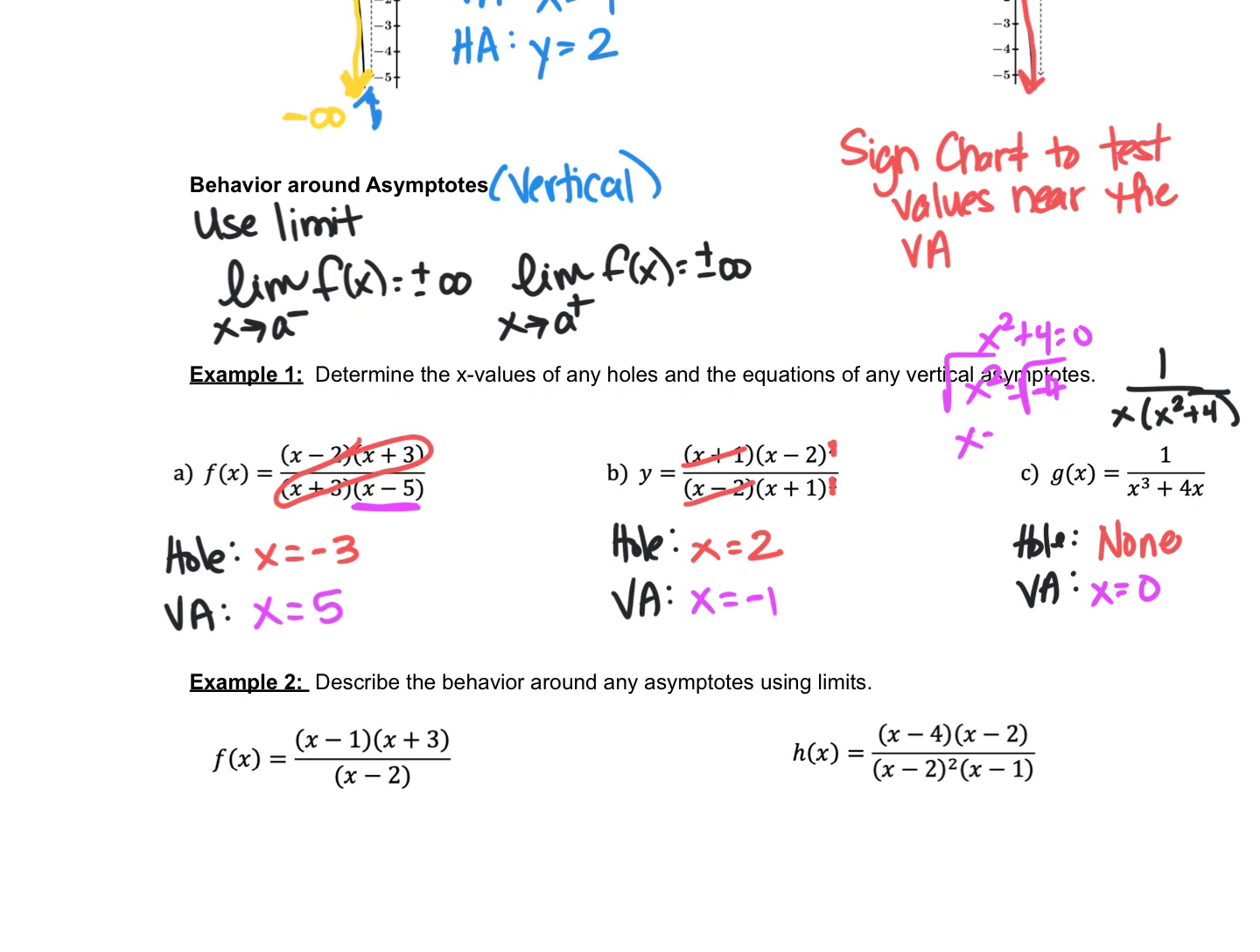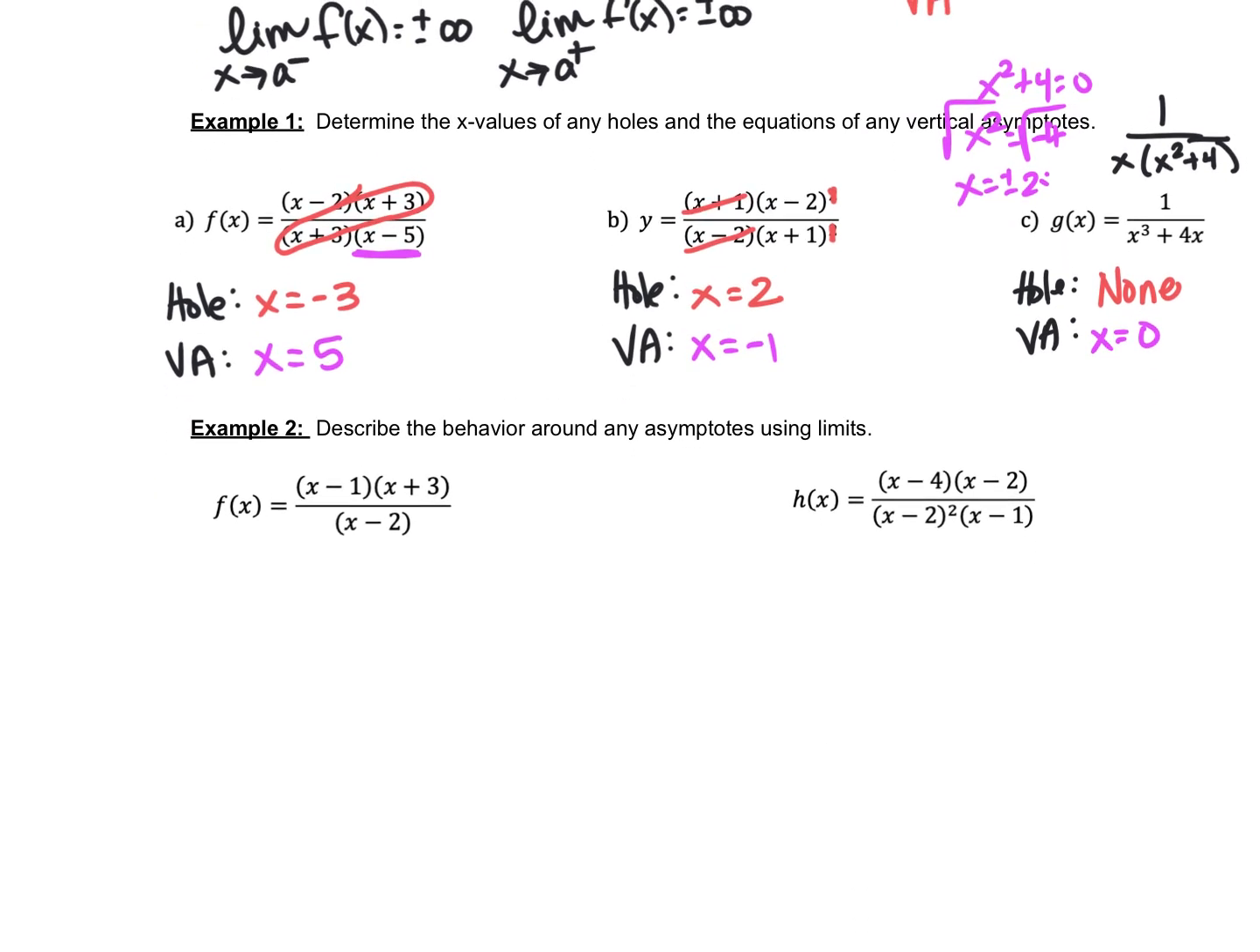Yeah, you're going to get an imaginary number, all right? Asymptotes cannot be imaginary, all right? So the only asymptote we have is at x equals 0. It's the only one we have. Okay, so think about that one. You can't have imaginary numbers for asymptotes.